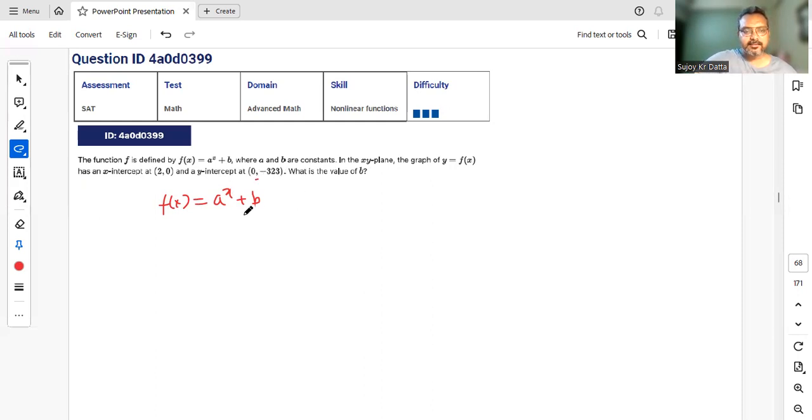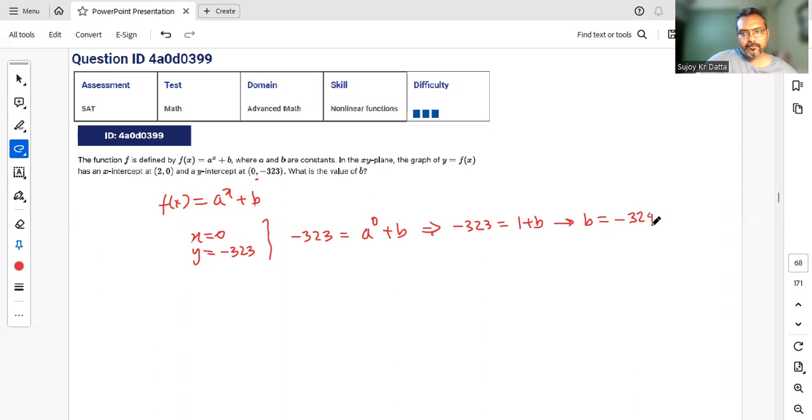Let's first use that, it's easier. Put x as 0 and y as negative 323. That gives you negative 323 is a to the power 0 plus b, which means minus 323 is 1 plus b. So b is minus 324. Now, using the x-intercept, when x is 2, y is 0. So we have 0 equals a squared plus b. That gives you a squared equal to minus b, so a squared is 324.